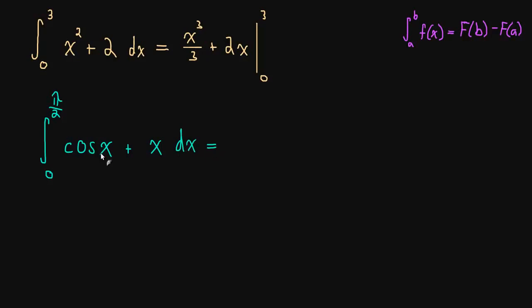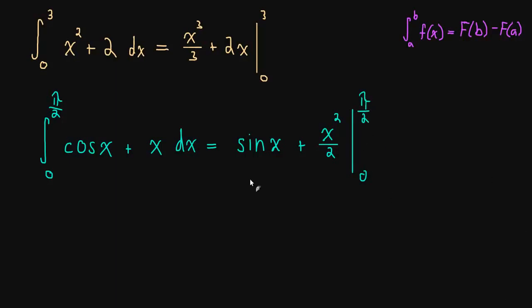Okay, well, what's the antiderivative of cos? Well, the derivative of sine is cos, so the antiderivative of cos is sine. And pause the video if you need to take a moment to think about how that works. Sometimes the words can be confusing to think about as they're said. The antiderivative of x is just x squared over 2. And then we're going to evaluate this from 0 to pi over 2.